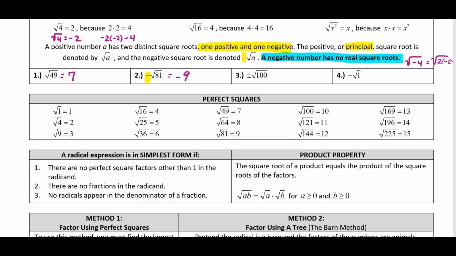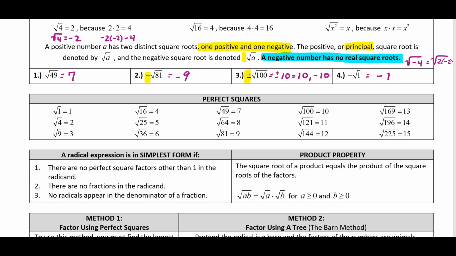Now on number 3, this symbol, this plus and minus, means that they want both roots, both the positive root and the negative root. So the root of 100 would be 10, and then we can either just put a plus and minus out front, like the original symbol has, or we can say that this is the same thing as positive 10 and negative 10. And I don't care which way you write it. I typically write plus or minus 10. It's a little bit shorter, but if you want to write out both answers, that is okay as well. So on number 4, they want the negative root, and the square root of 1 is simply 1.